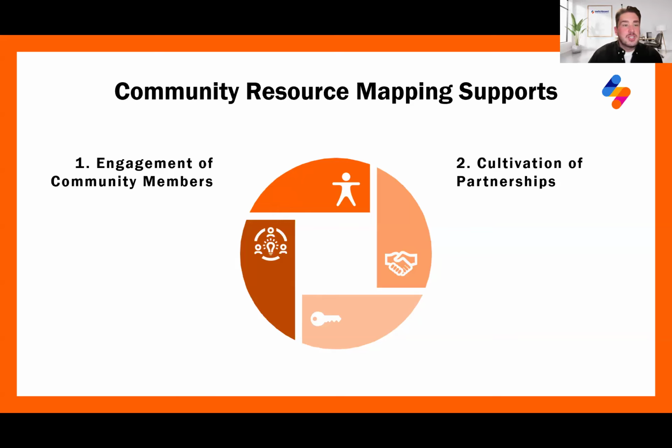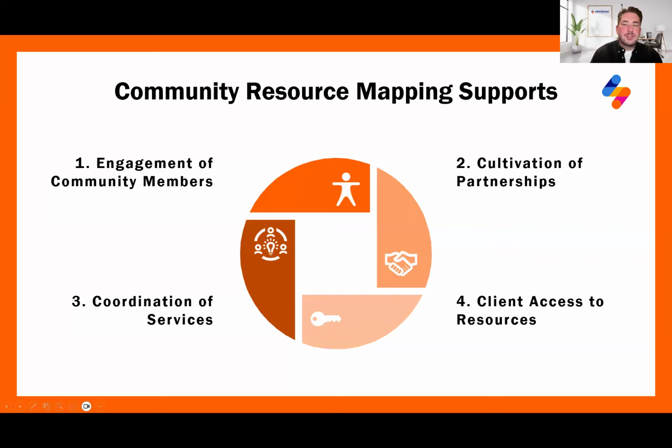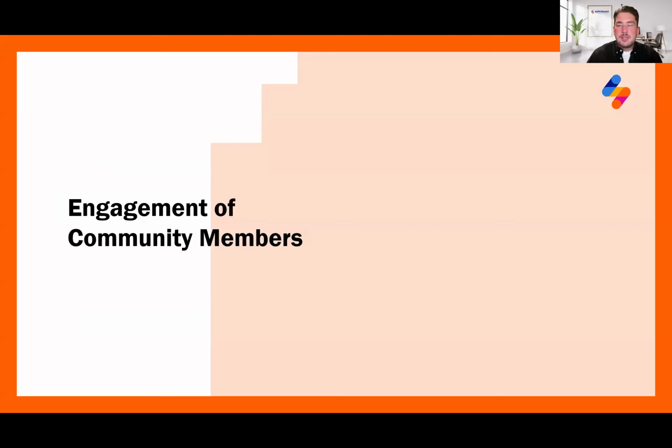The third is coordination of services. Mapping shows who does what, which clarifies referrals and reduces duplication, as an answer that a lot of you put in that last slide, reducing duplication. That coordination translates into faster, cleaner client connections. And then lastly, number four, it assists with client access to resources. Ultimately, all of this makes it easier for families to navigate systems because accurate, up-to-date info in one place is actually usable. Let's dive deeper into each of these.